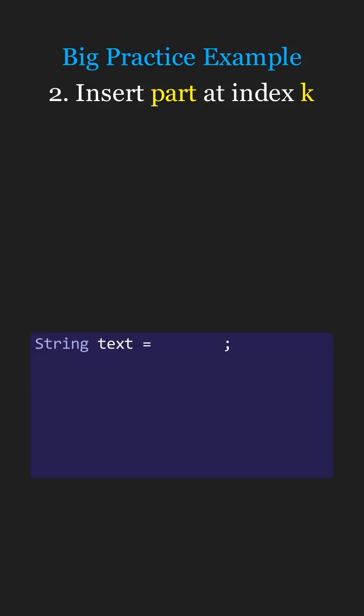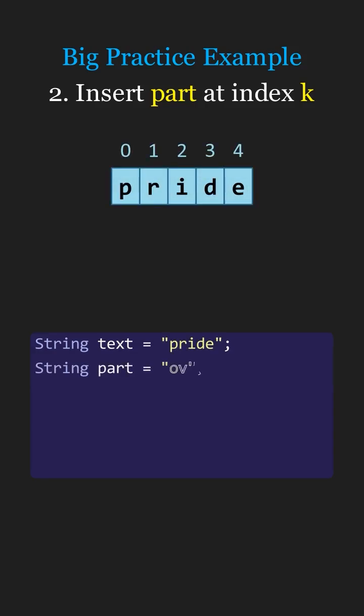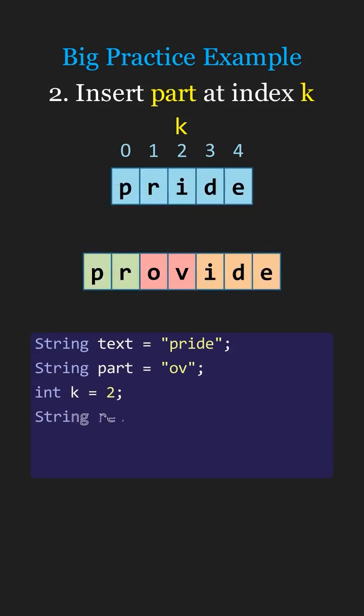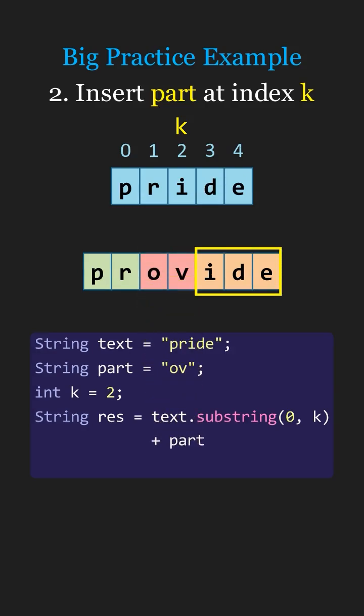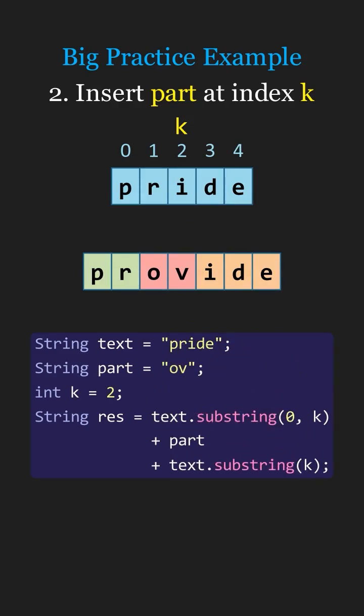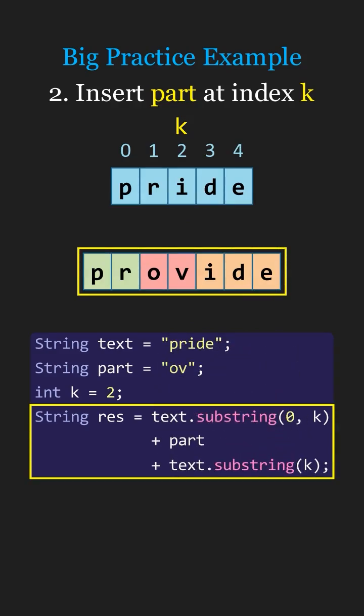Second, insert a part at index k. In this example, text is "pride", part is "ov", and k is 2. After inserting the part at index k, you get "provide". We call it res, which is made up of 3 parts. "pr" is substring from 0 to k. "ov" is string part. "ide" is substring from k to the end. Combine these 3 parts and you get res.